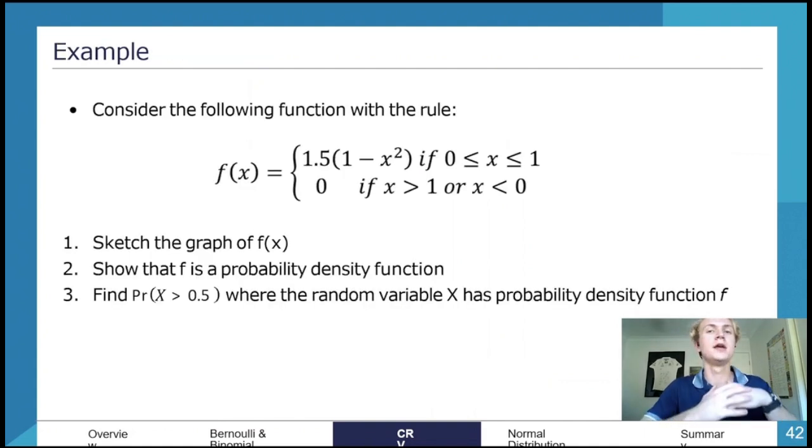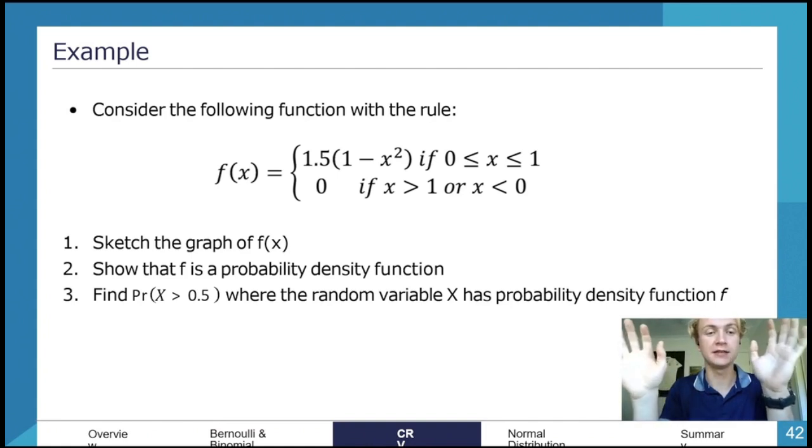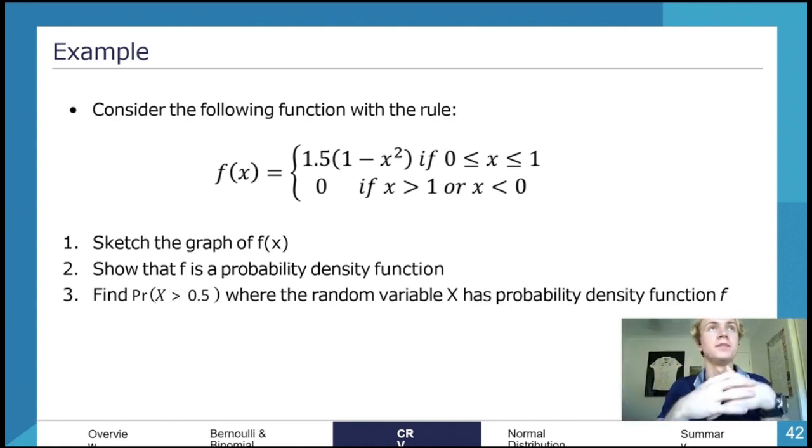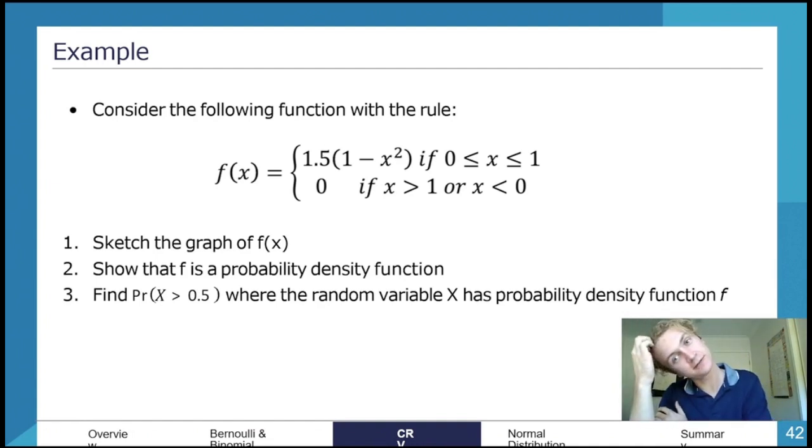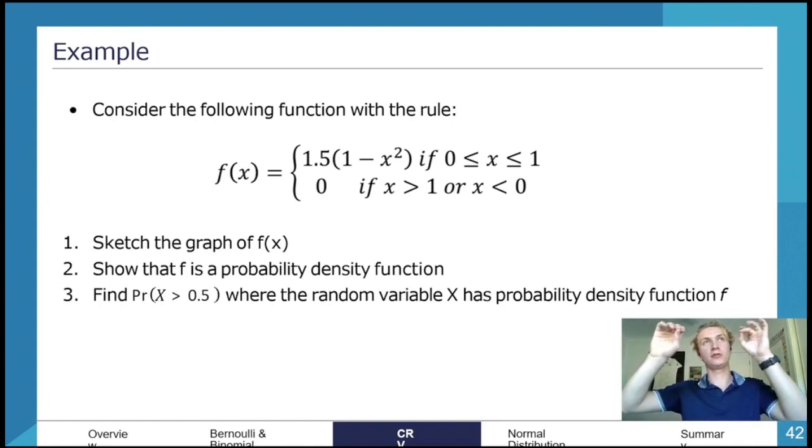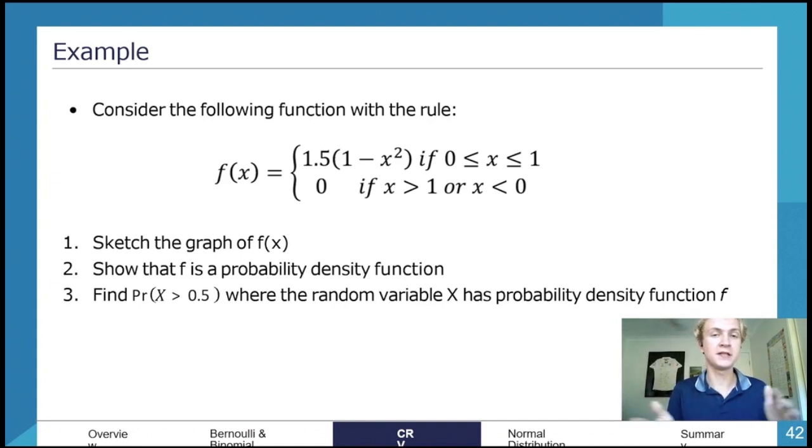Okay, so we're now going to go through a nice example. So consider the following function, and you'll note this probability density function has two different functions that determine it. It's not just one single clean function. We've got a piecewise function. What you learn in year 11 is applying here. This is a type of piecewise function.